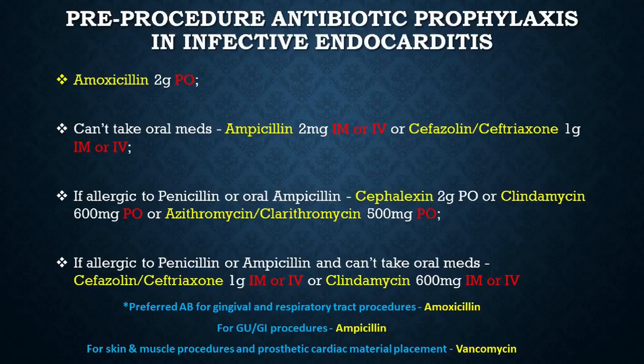Also, make sure to remember and keep note that the preferred antibiotic for gingival and respiratory tract procedures is amoxicillin, for GU and GI procedures is ampicillin, and for skin and muscle procedures and prosthetic cardiac material placement is vancomycin.